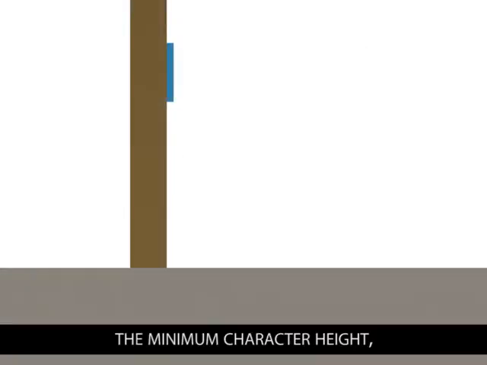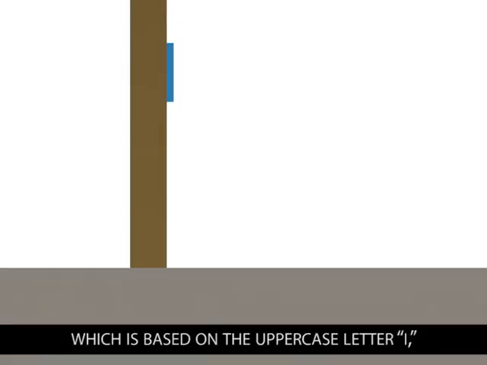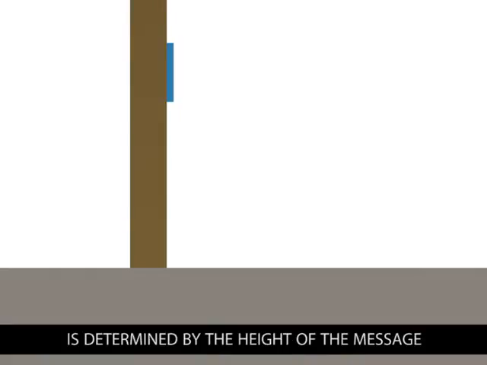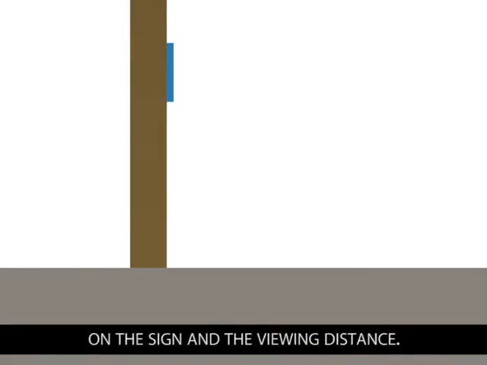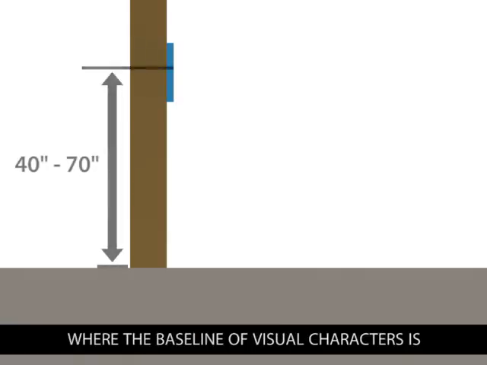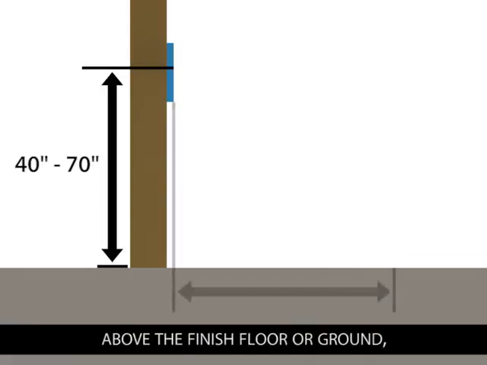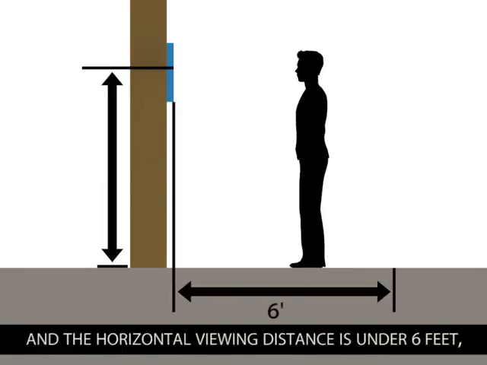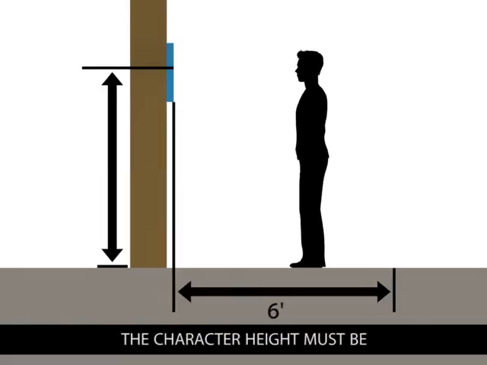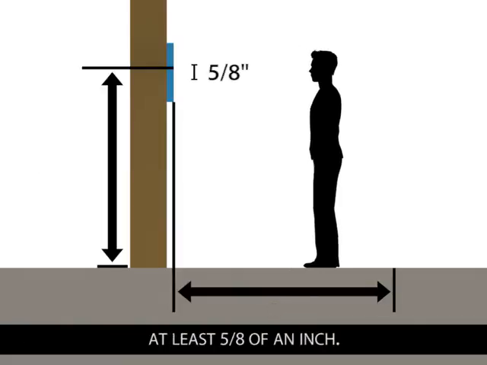The minimum character height, which is based on the uppercase letter I, is determined by the height of the message on the sign and the viewing distance, where the baseline of visual characters is between 40 inches and 70 inches above the finished floor or ground, and the horizontal viewing distance is under 6 feet. The character height must be at least 5/8 of an inch.